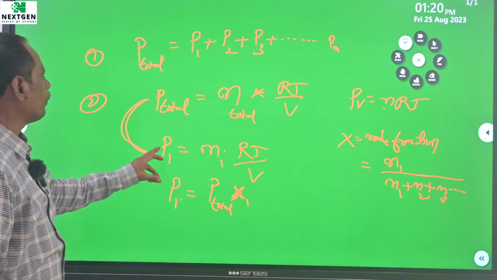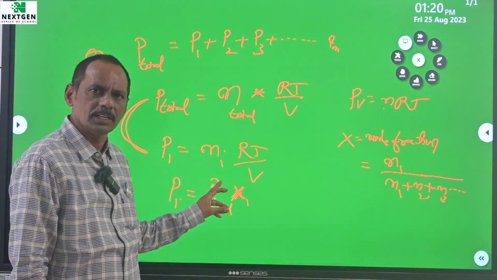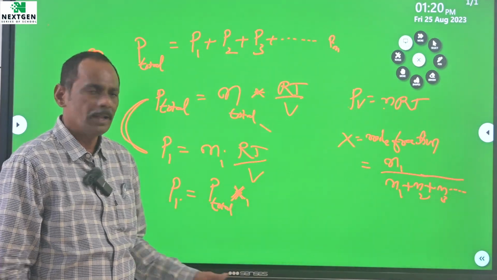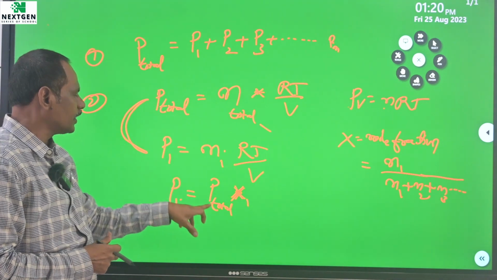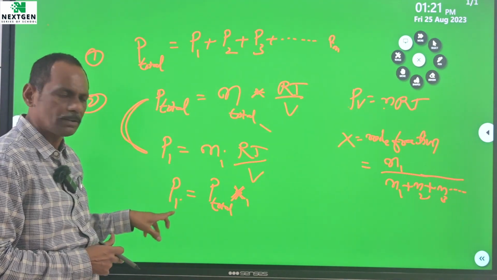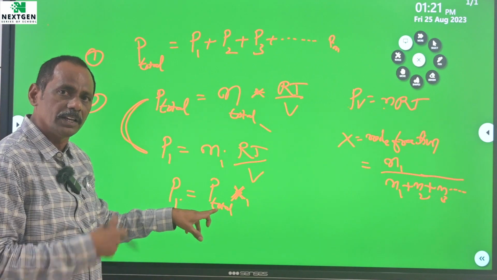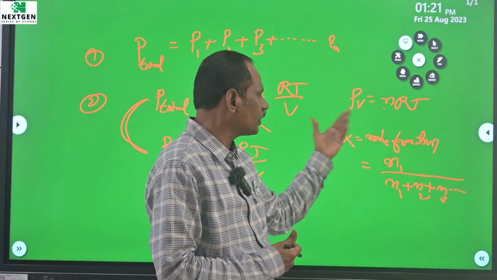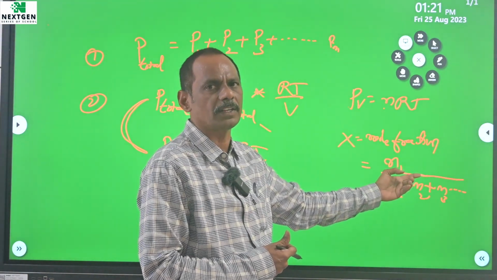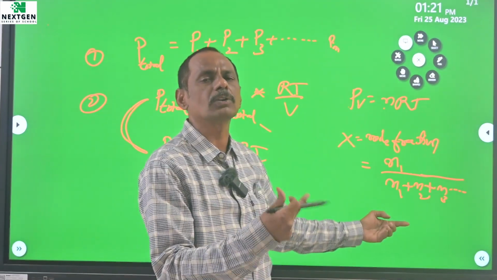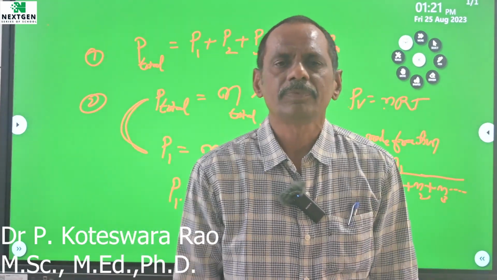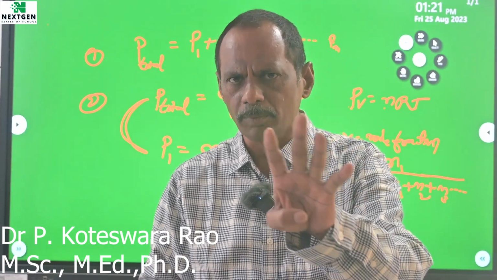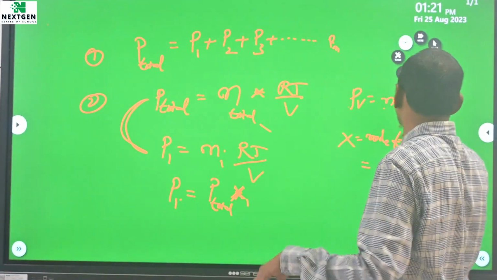And the second one, the partial pressure of a gas in a mixture is equal to the number of moles of that gas present in the mixture into RT by V. Or if the total pressure of the gas mixture is known, then the partial pressure of one gas is equal to the total pressure of the gas mixture into the mole fraction of that gas. What is mole fraction? The mole fraction of a particular gas is equal to the mole number of that gas present in the mixture by the total number of moles of all the gases. That's all. The entire Dalton's law depends only on these 4 formulae. Now let us do the exercises.